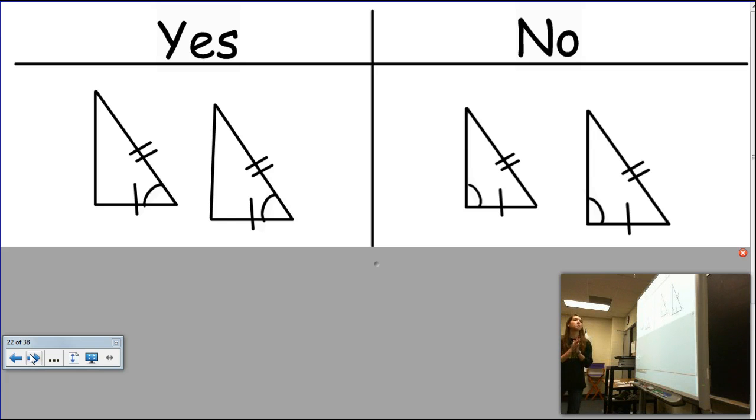This part, all I want you to do is look at the board. Why are the yes triangles in the yes column, and why are the no triangles in the no column? Look at the board. Okay, Nasia, why are the yeses in the yes column and the no's in the no column? The ones in the yes are congruent and the ones in the no are not. That is very true, but why? How are these different from those?